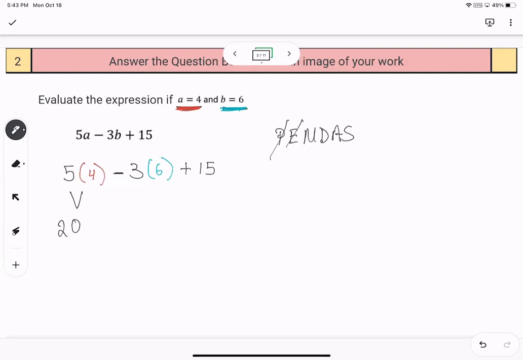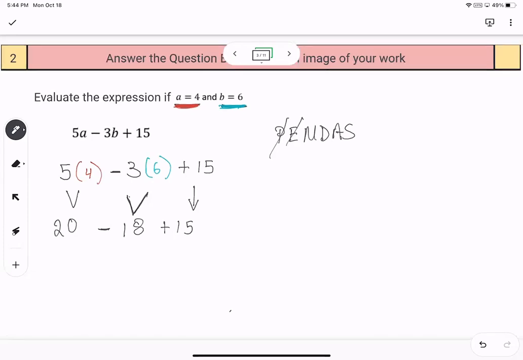There's some more multiplication happening here. We have negative 3 times 6. Don't forget your signs. Negative 3 times 6 is negative 18. So this becomes 20 minus 18. And then don't forget to bring down that 15, plus 15. Now, if we do this, 20 minus 18, that is 2. Then bring down that plus 15. Now, 2 plus 15 is 17. When you evaluate, for a is equal to 4, b is equal to 6, the expression is equal to 17.